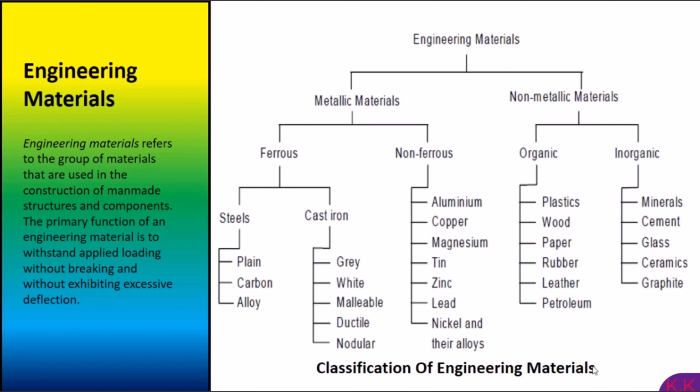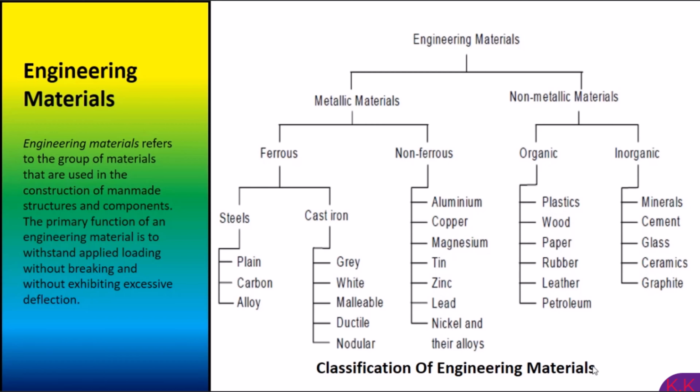We have materials that are metallic and non-metallic. Further, we have ferrous and non-ferrous, so then we have plain alloy, gray cast iron, aluminum, copper, magnesium. In case of non-metallic materials we have organic, plastic, paper, rubber, and in the inorganic we have mineral, cement, glass, and so on.